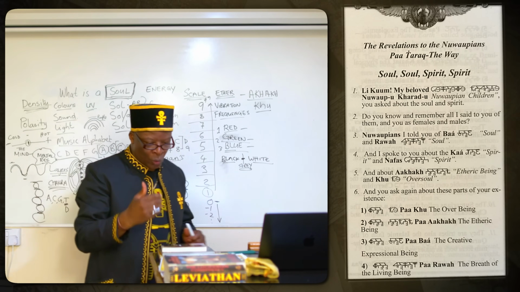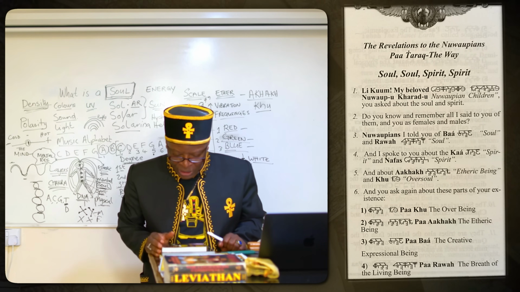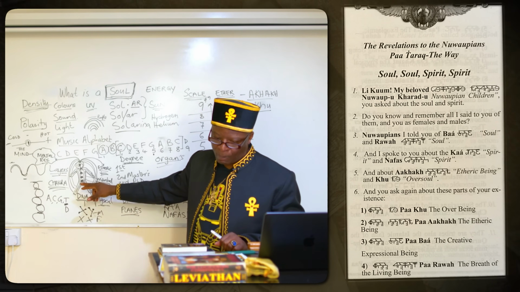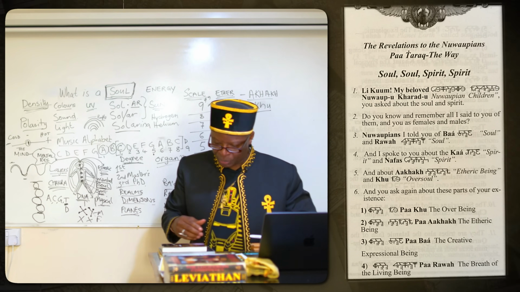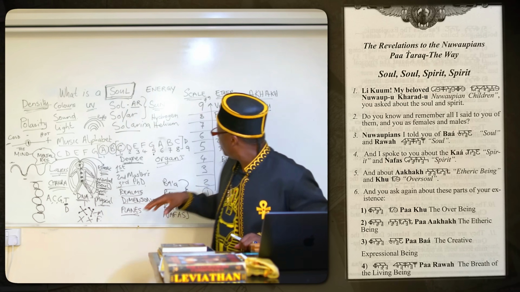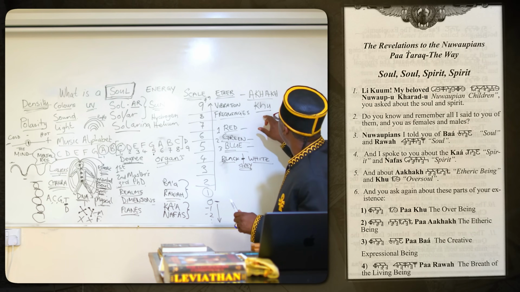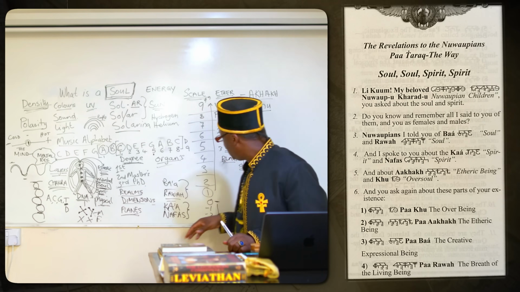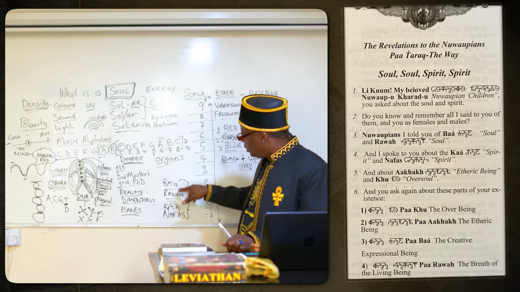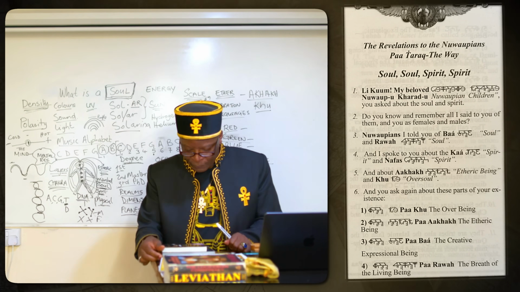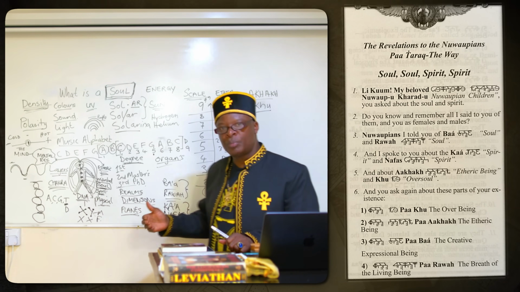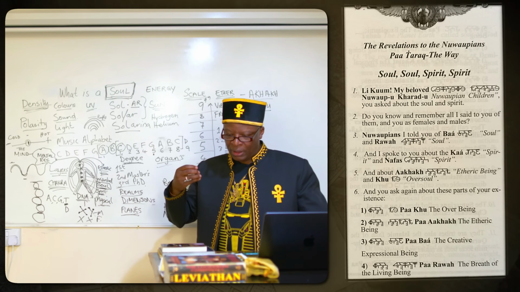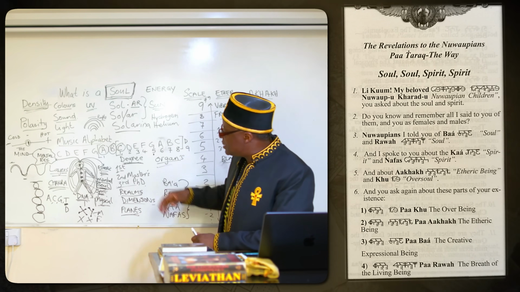Why is all this important? Because these parts of you are what gives you your existence, okay? So you're not a simple being. We're not simple beings. And what I said, the khu here, that's the over being. That's the etheric being, and that's the over being. And then the ba'a, yeah, when we're talking about your soul, the ba'a is what we refer to as the creative expressional you, okay?